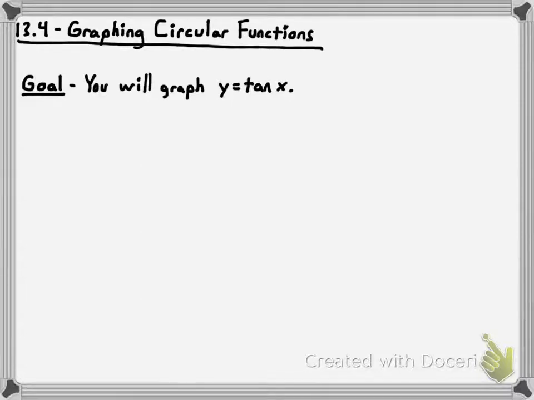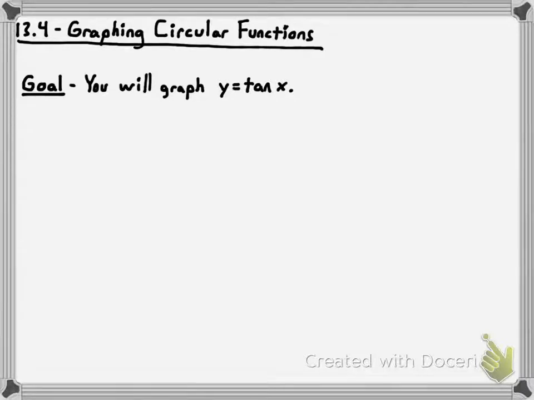Alright, in our last video we were learning how to graph circular functions, and we learned how to graph the functions y equals sine x and y equals cosine x. And what we're going to do here is just continue along that vein, and we're going to learn how you graph y equals tangent of x.